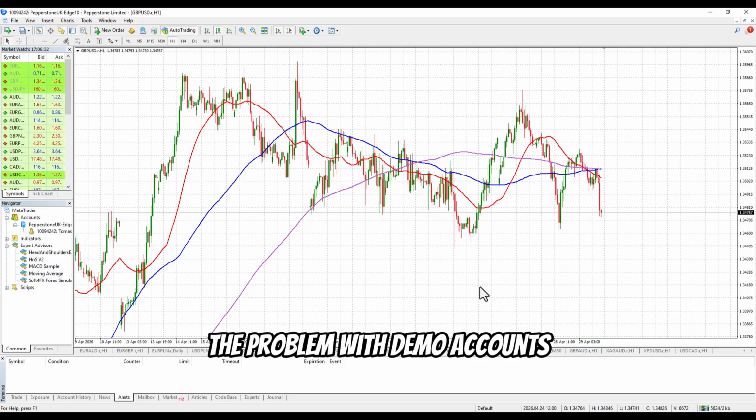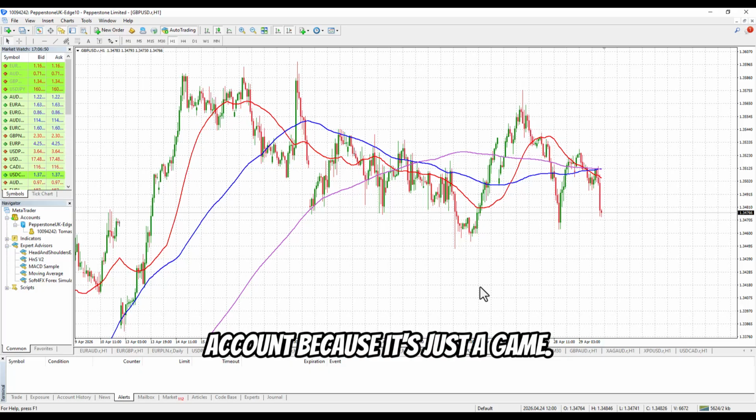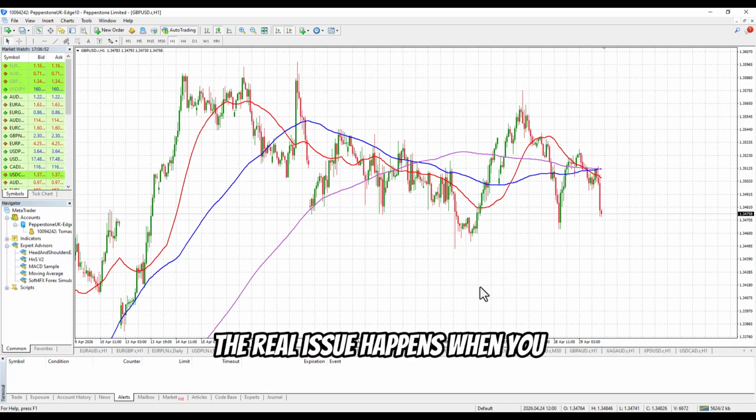The problem with demo accounts is there is no emotional pressure. You can start trading, you can easily enter trades, exit trades, and you can become profitable, I would say almost instantly if you're trading on a demo account, because it's just a game. The real issue happens when you put some money onto it, when you start trading for real money.